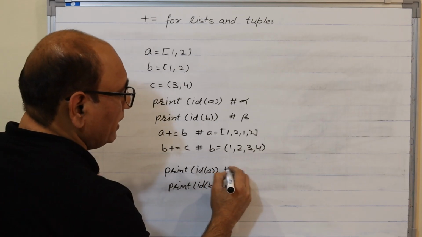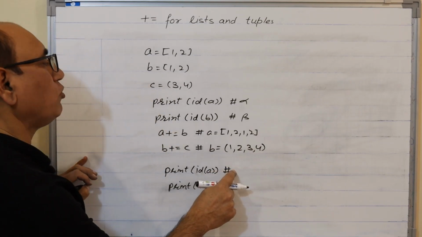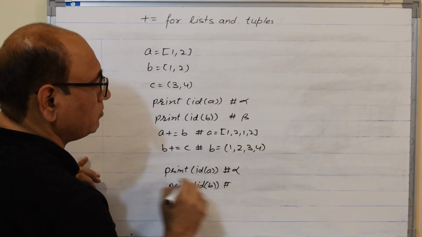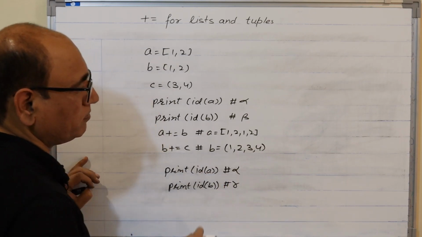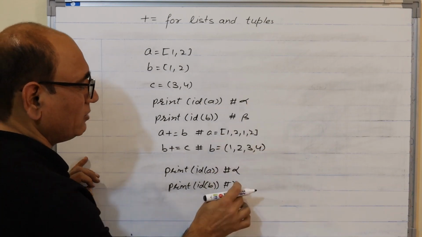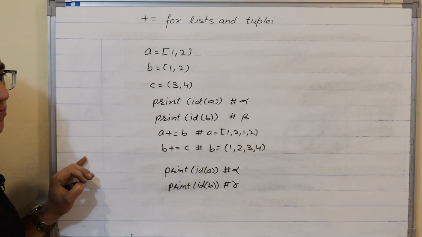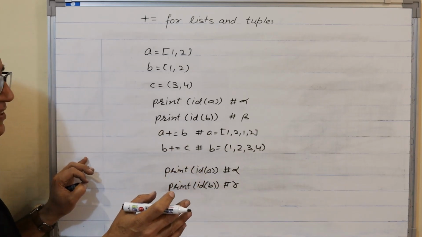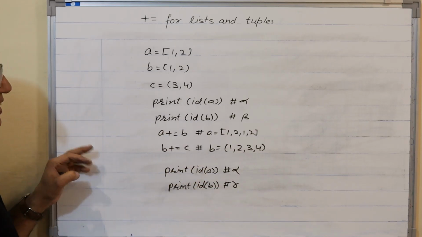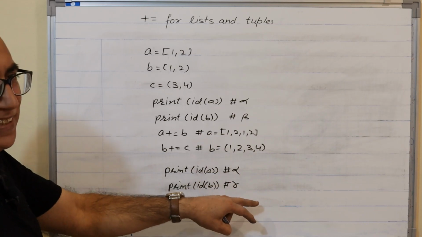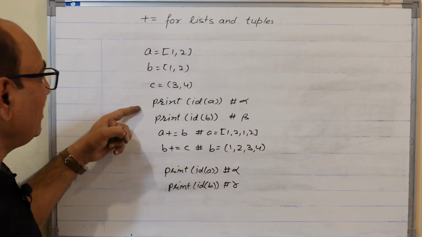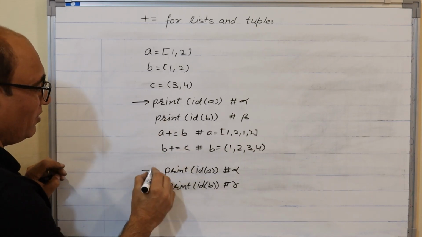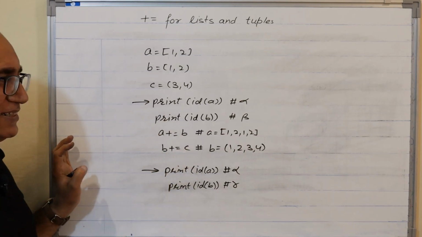Here you will observe that you get the same ID as you got previously, alpha, and here you will get some new ID, let me say gamma. It is not same as beta, not same as the previous ID. So this ID of B has changed. What does it mean? It means that B has been redefined, it has not been updated, but ID of A remains the same. Here it is alpha and here also it is alpha. It means A has been updated.